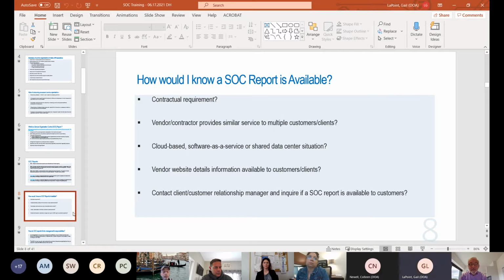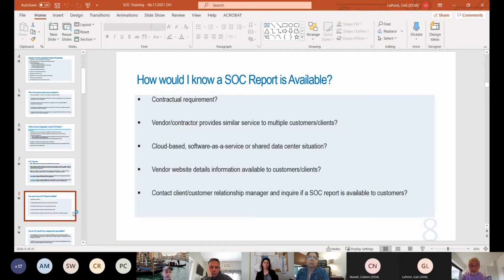With cloud-based software as a service or shared data center situations, you will commonly find that they do have SOC reports, which are very important because they get into the whole data security. And it's very important for you to consider whether they've built appropriate controls into their situation, so that you know that your data is safe and secure.